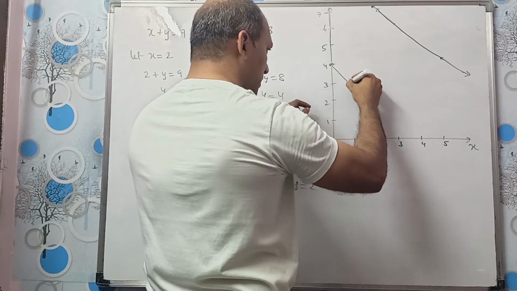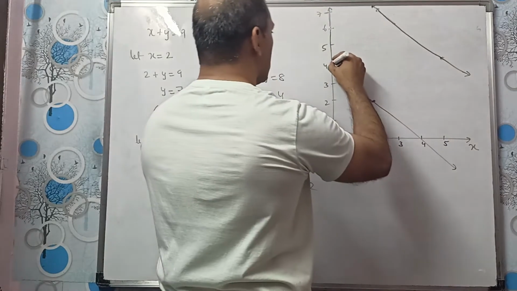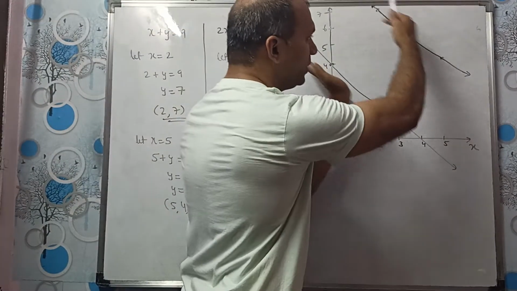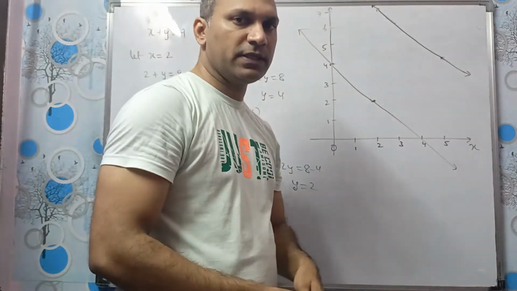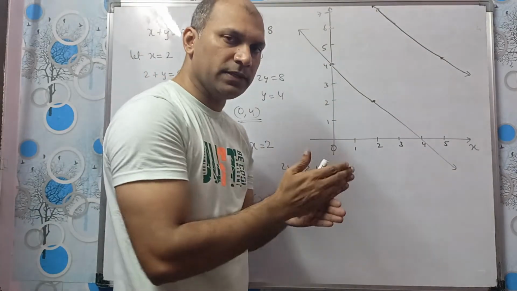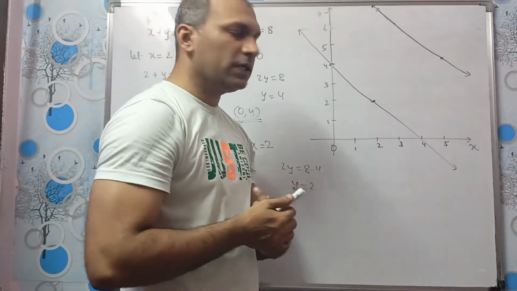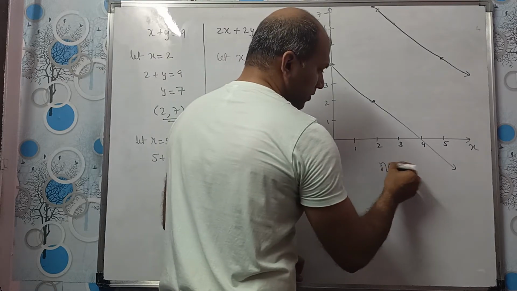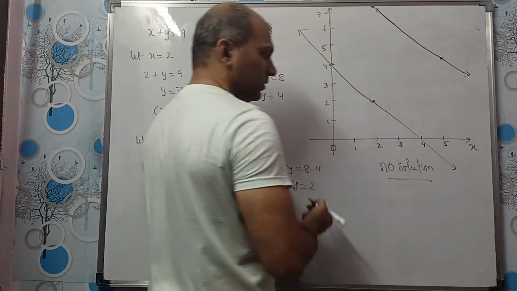Okay. If you join this and extend, you see these two lines are parallel to each other, right? They will not intersect each other. Parallel lines don't intersect each other. In the previous case, what did we learn? The point where the two lines are intersecting, that will be the solution, right? But these two lines are not intersecting at all, which means these two lines will have no solution at all, right?